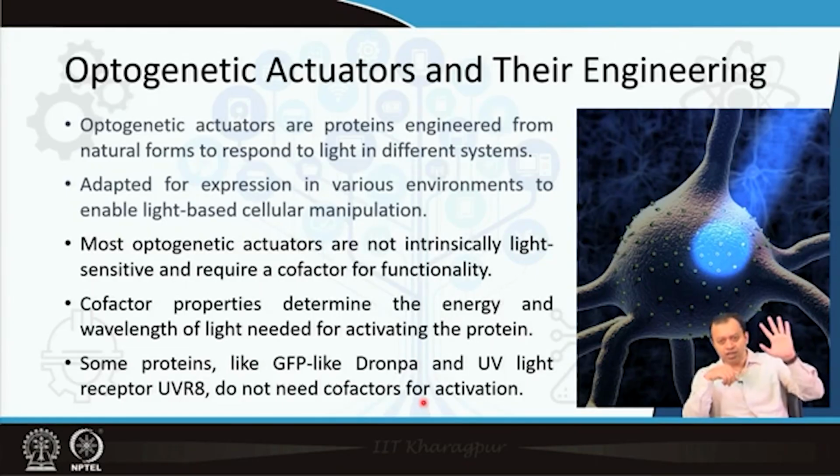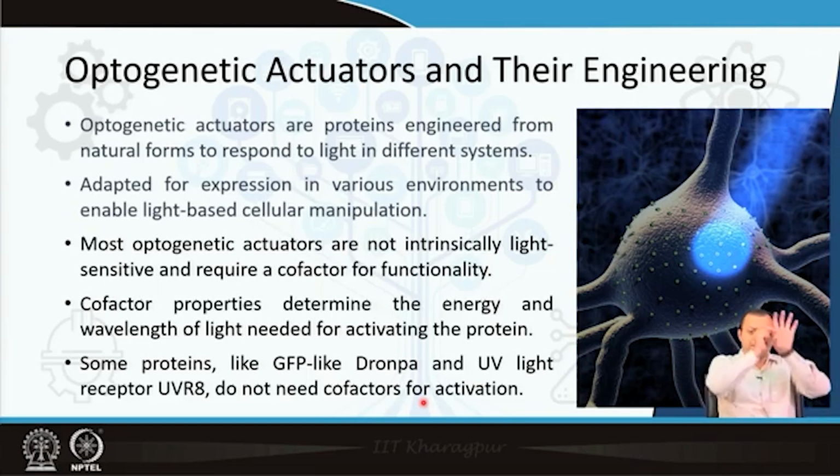So, actuators are the engineered proteins and cofactors are those helping molecules that are attached to the actuators to make them react in a specific way when light falls onto them. The actual photochemical reaction happens because of the cofactor. This cofactor triggers a particular effect onto the actuator.